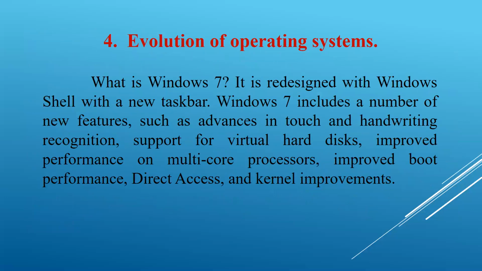Evolution of operating systems. What is Windows 7? It is redesigned with Windows Shell with a new taskbar. Windows 7 includes a number of new features, such as advances in touch and handwriting recognition, support for virtual hard disks, improved performance on multi-core processors, improved boot performance, DirectAccess, and kernel improvements.